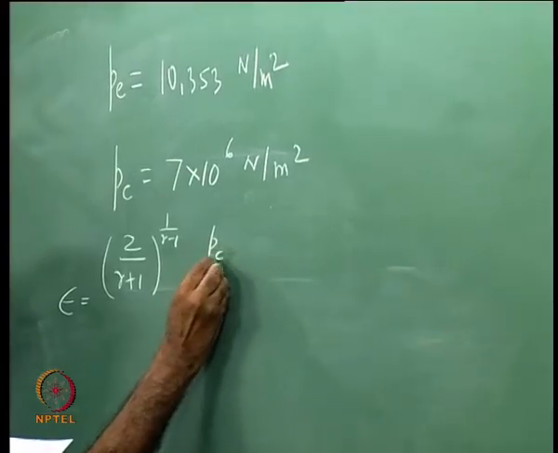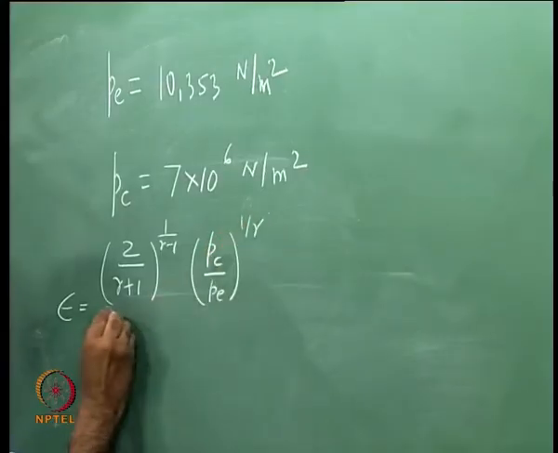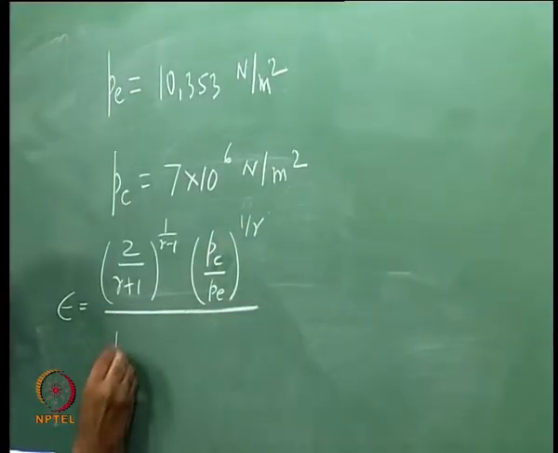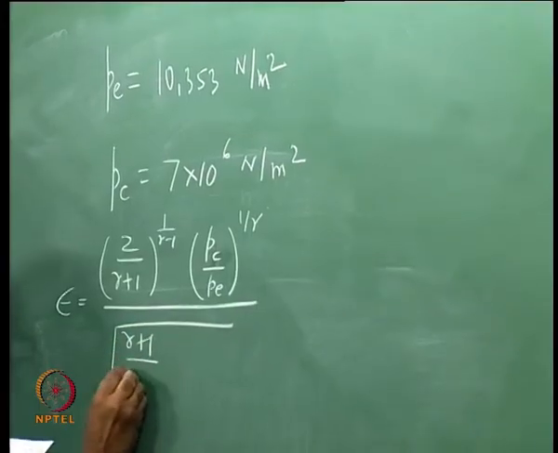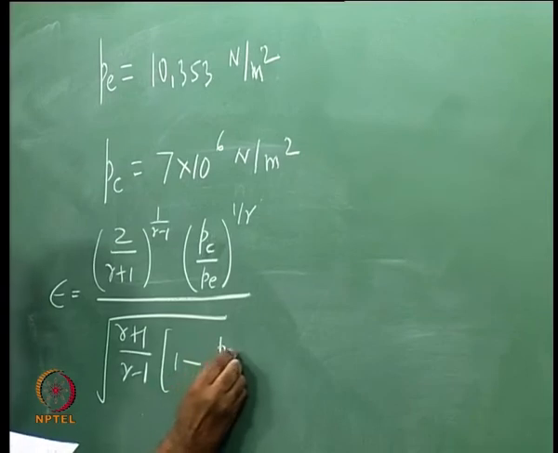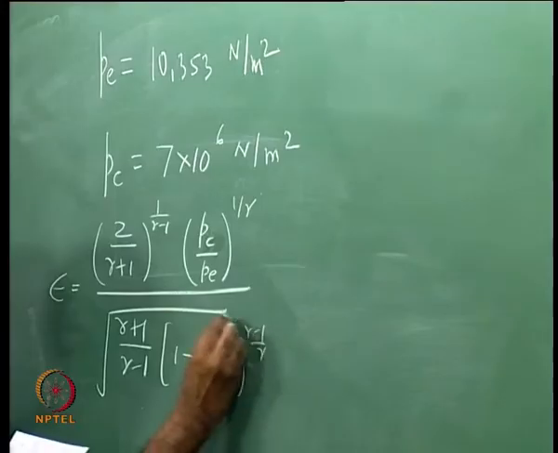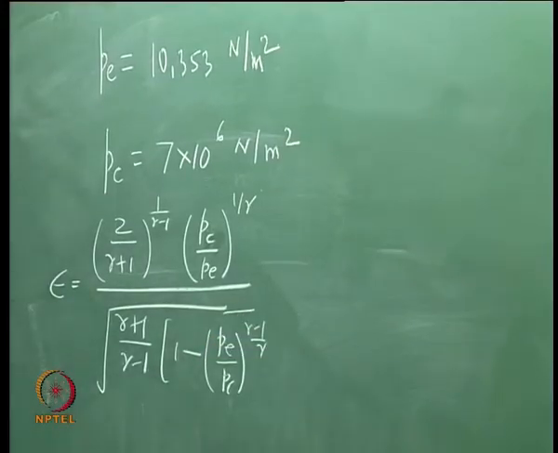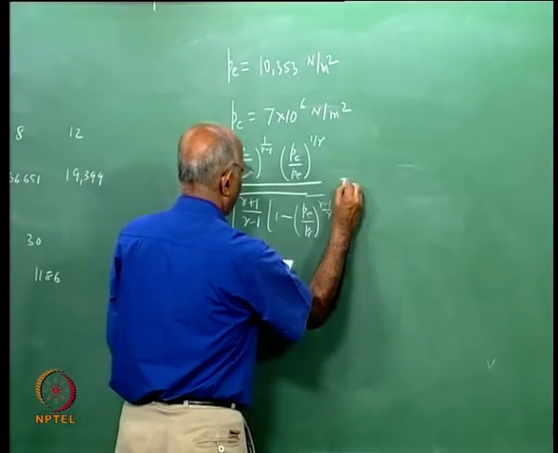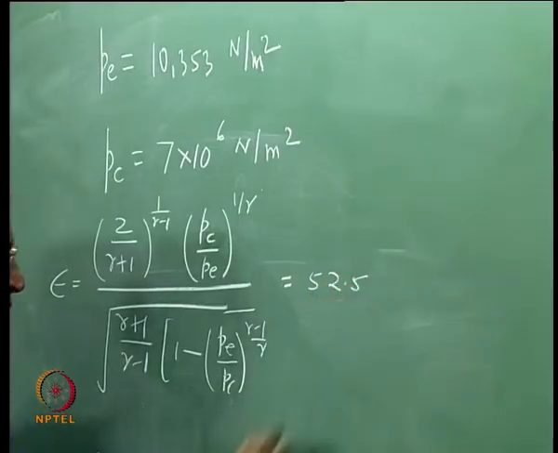Pc by Pe to the power 1 over gamma, divided by the square root of gamma plus 1 over gamma minus 1 times 1 minus... You substitute the values, you get the value as equal to 52.5. Area ratio of the nozzle is therefore 52.5.